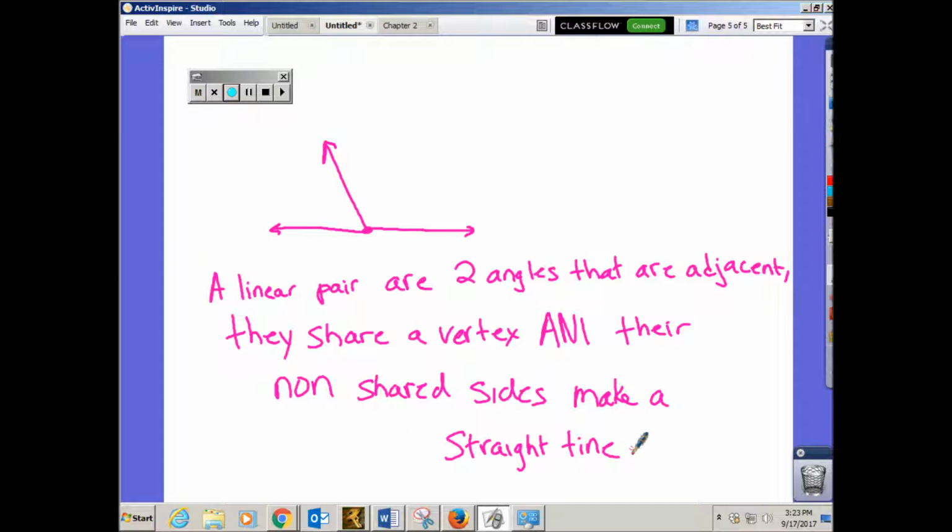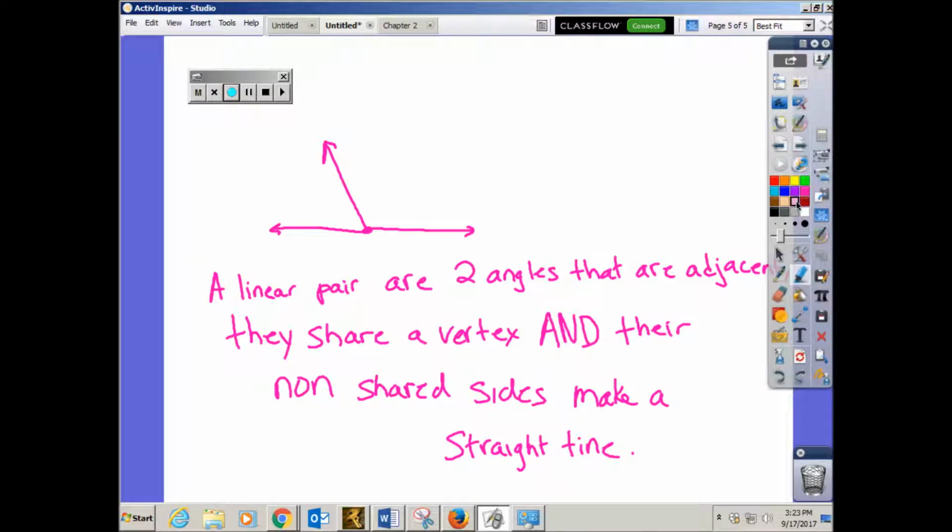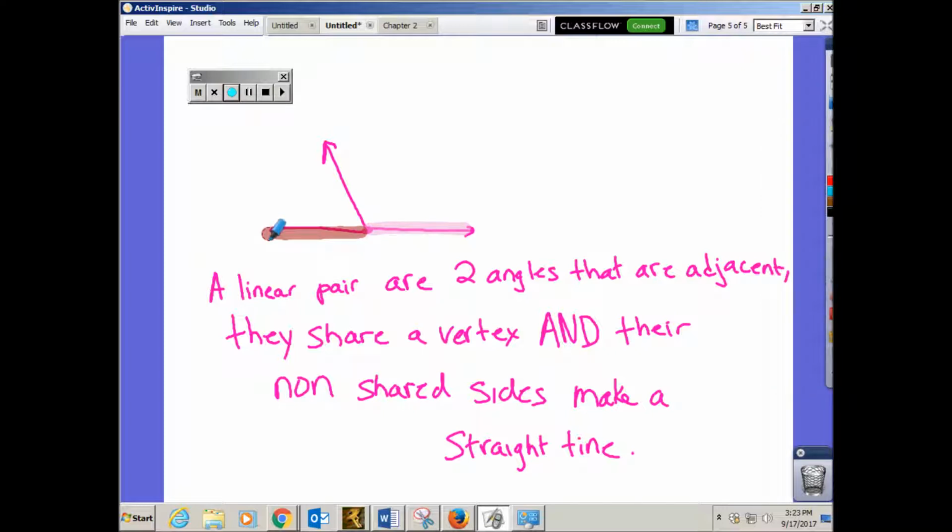So let's talk about that. A linear pair are two angles. They're adjacent, so they share one side. And they share a vertex because they're adjacent. And their non-shared sides make a straight line. So this is one non-shared side. This is the other non-shared side.